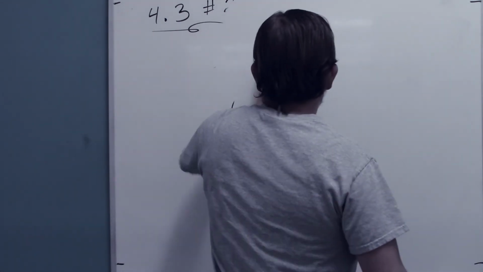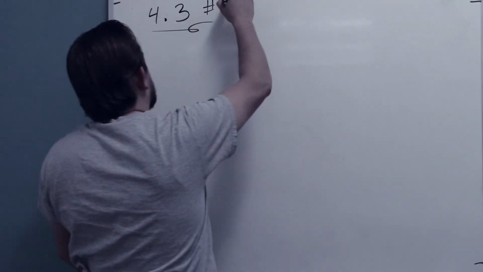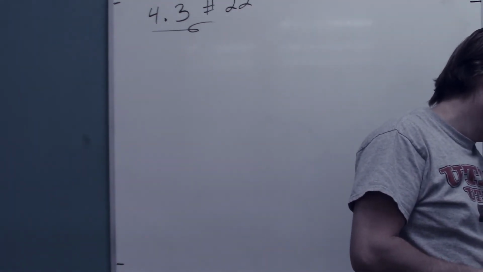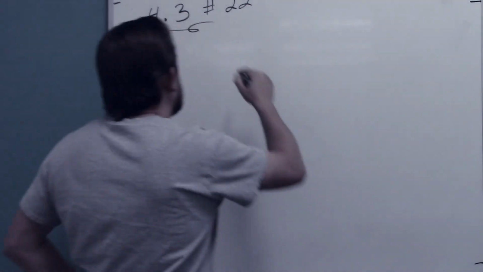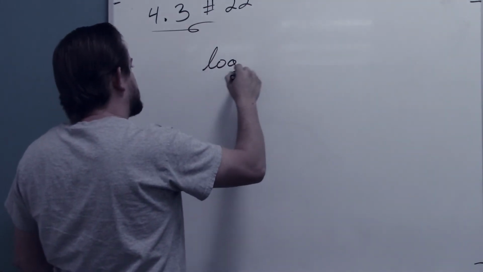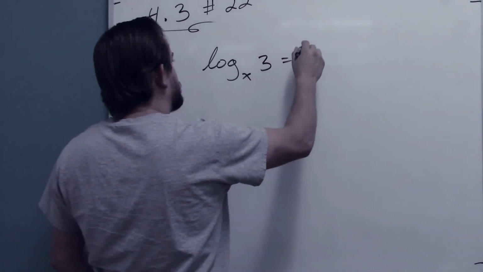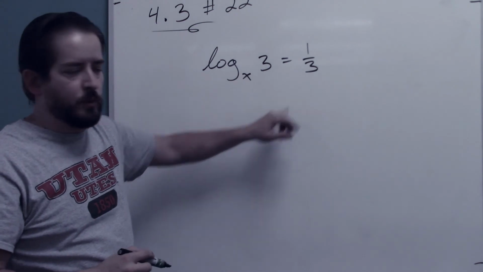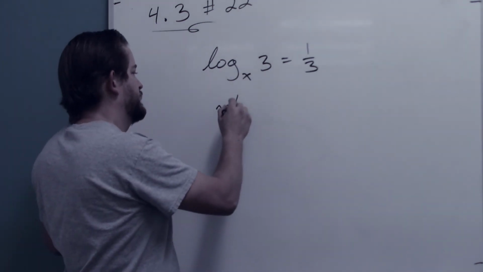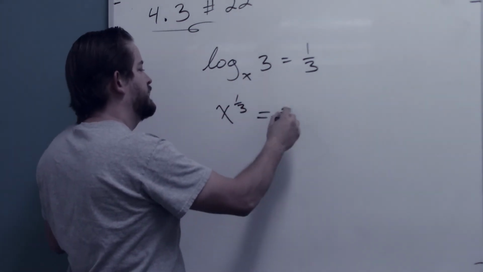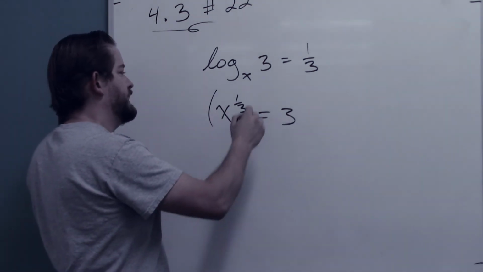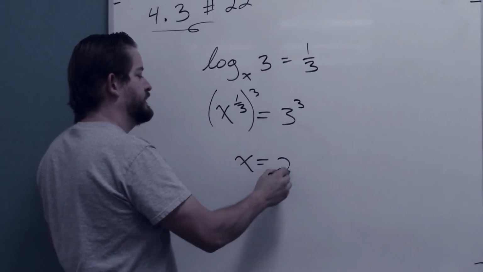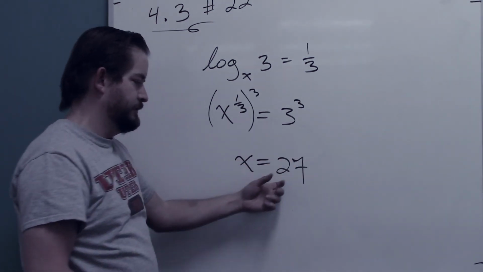And let's look at 22. Same setup here. Log base x of 3 is equal to 1/3. Right? So then I rewrite it as an exponential as x to the 1/3 power is equal to 3. I get rid of this 1/3 power by taking this to the 3rd power, and so then I have x is equal to 27. See, it's not always 4.